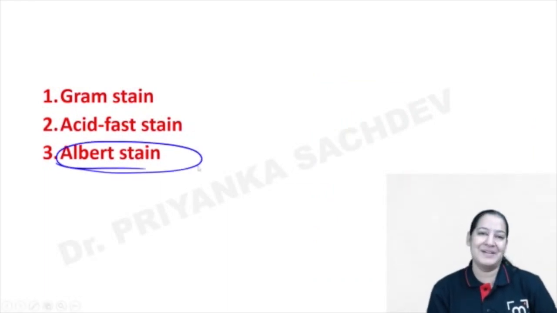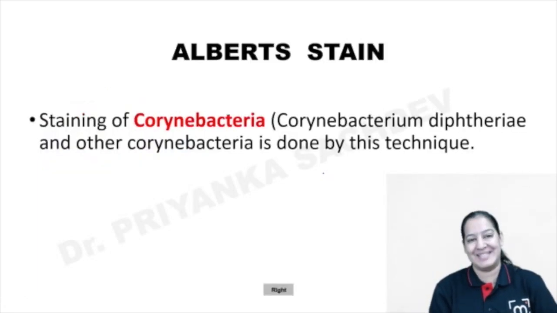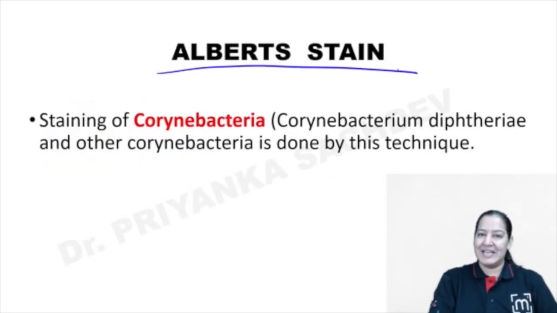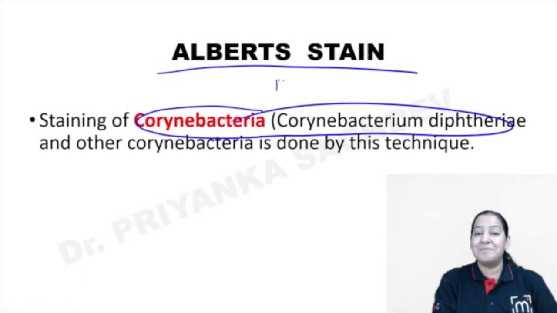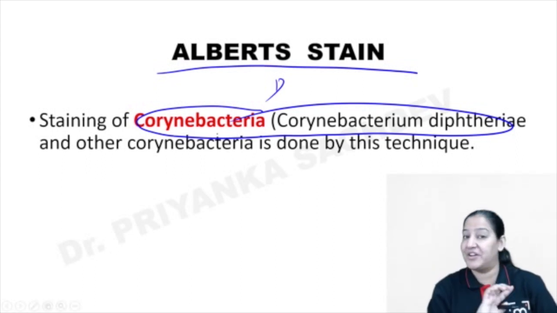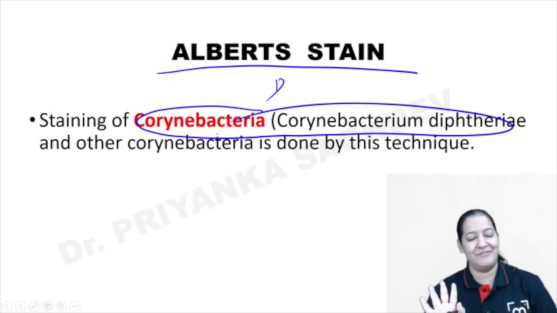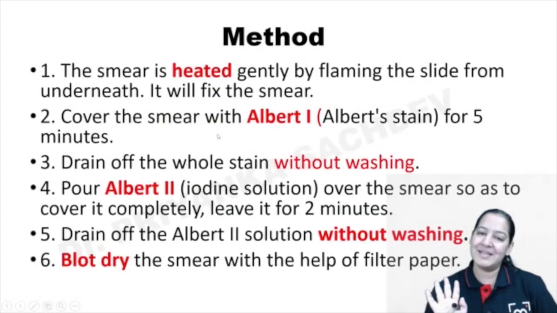What is Albert stain? The last stain, Albert stain. So Albert stain stains only one bacteria in the world. The name of that bacteria is Corynebacterium diphtheriae. So it stains the diphtheria bacteria. It is only for one bacteria, not for others. So only one bacteria is Albert stain positive. That is the first thing you should learn, right? So that is the Albert stain.